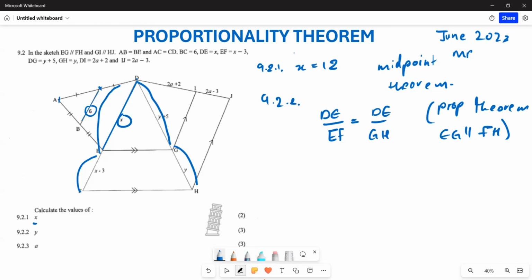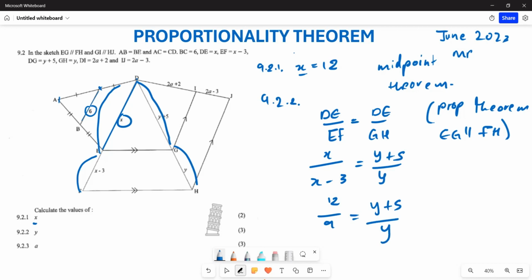Now let's come back and substitute. Already we know the value of our X. Remember, ordinarily we were going to say this is X over X subtract 3, which is equal to Y plus 5 over Y. But now, already we know what X is, so where there is X, you can substitute. You are going to have X was 12. Now 12 subtract 3 is going to be 9, which is equal to Y plus 5 over Y, right? Then what else are we going to do from here? We can cross multiply. 12Y is going to be equal to what?